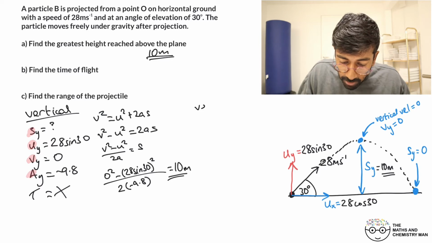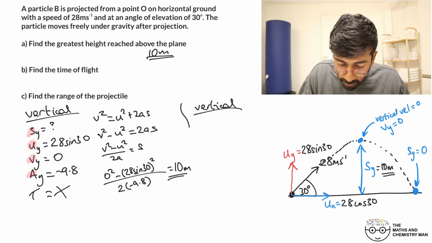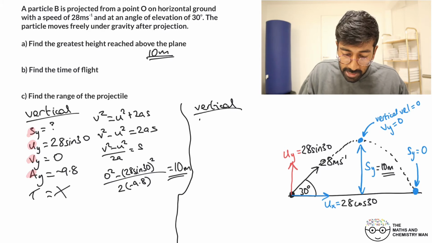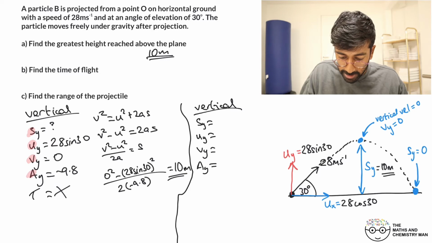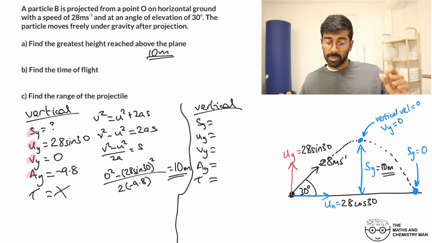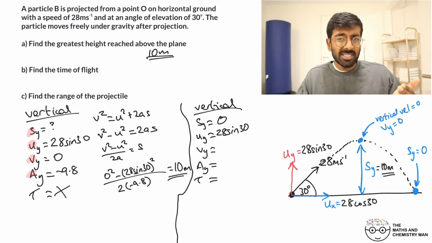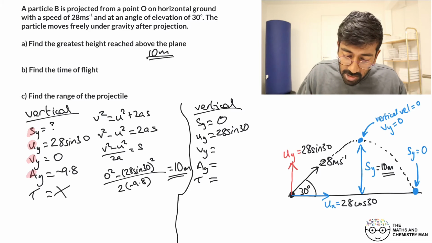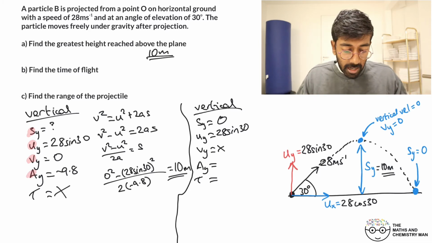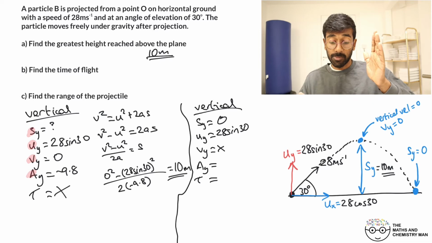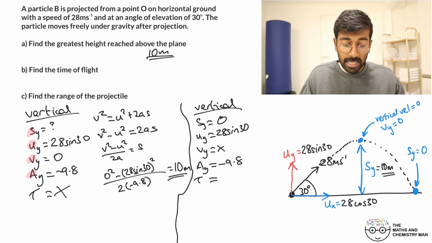So let's do this again. I'm going to put vertical over here, just clear a little bit of space, and then let's put s of y again, u of y, v of y, a of y, and then t. Okay, so we know s of y is 0 because it hit the ground. Initially, the velocity was still 28 sine 30 in the y direction. V of y, do we know the speed when it hits the ground? Not really, so I'm just going to put x there for now because I don't really know it. Acceleration, well, again, I've taken everything up as positive, so acceleration we'll put as minus 9.8, and we're looking for t, time of flight, so we'll put a question mark over here.